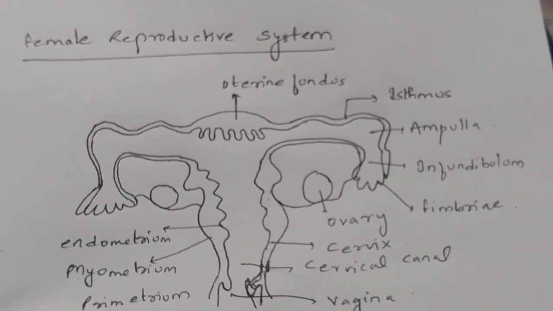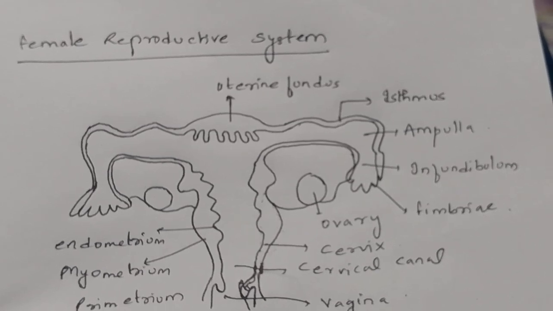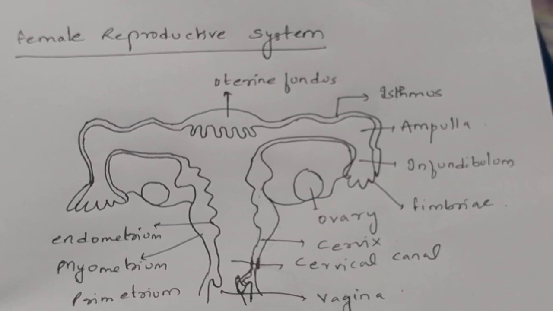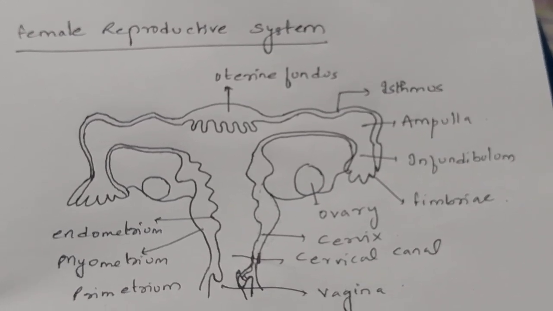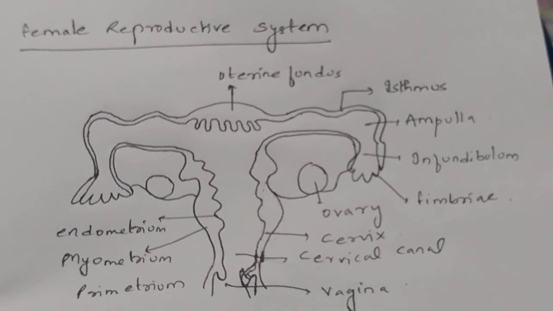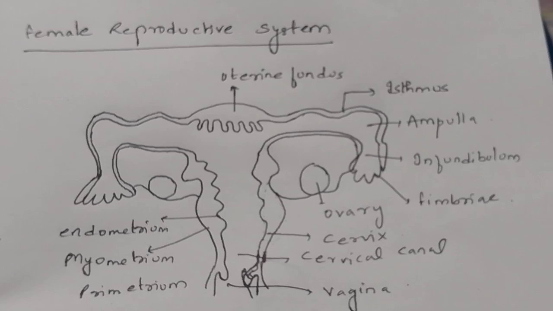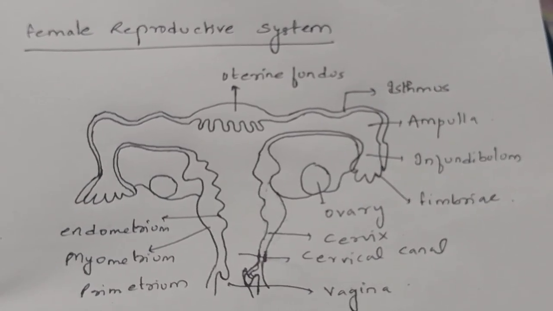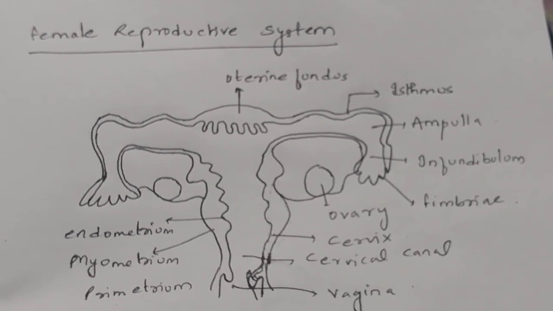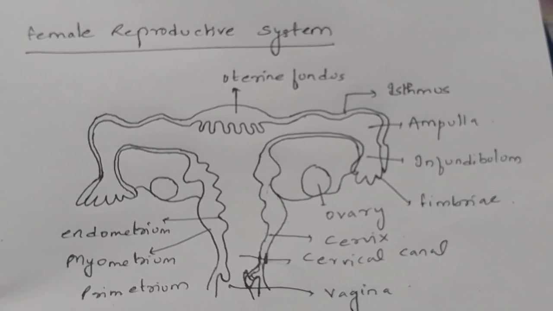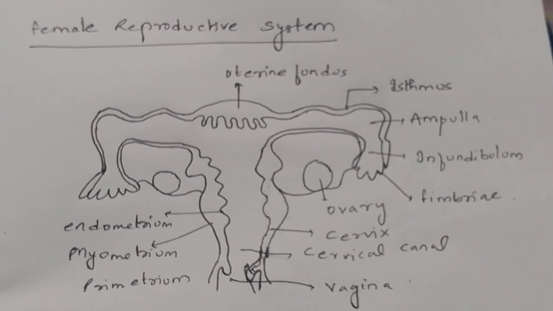See, the endometrium is going to change during the cyclic process. Shedding of the endometrium is called menstrual bleeding, and the myometrium is going to have strong contractions during the delivery of the baby. The myometrium is going to release strong contractions for the baby to come out of the mother's womb.